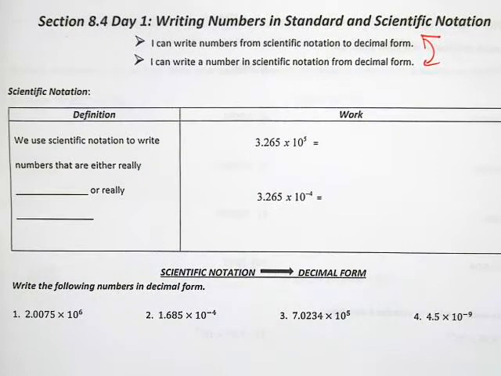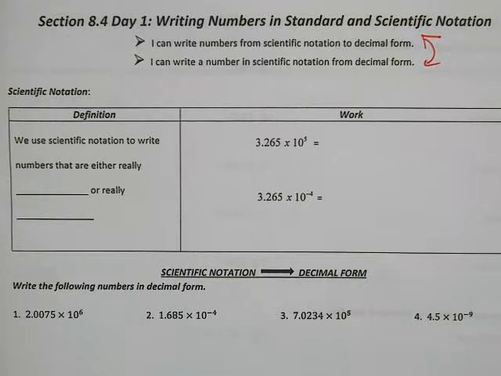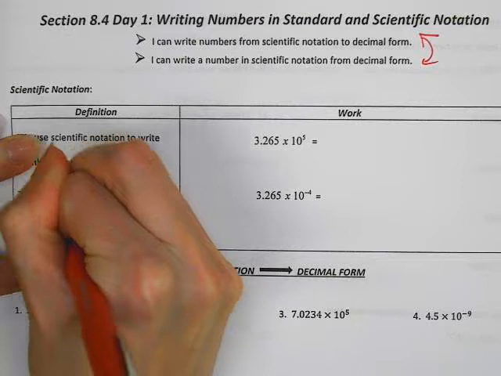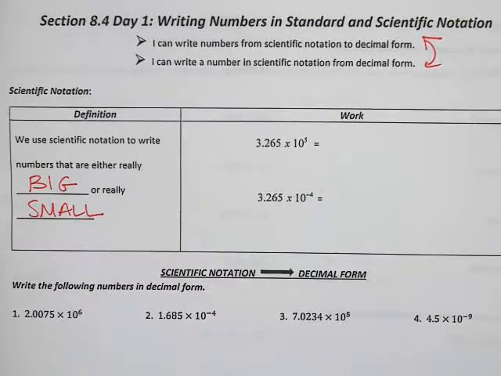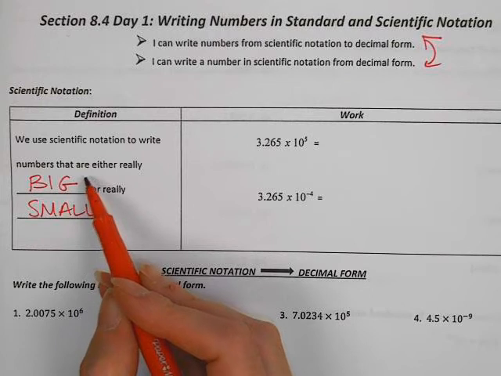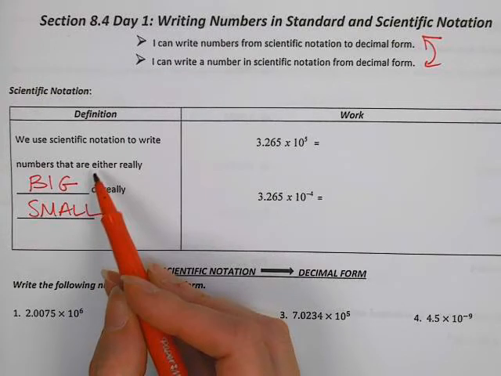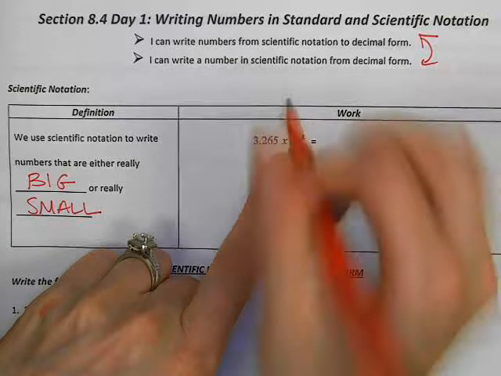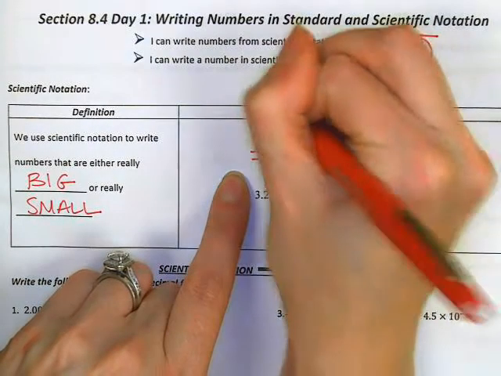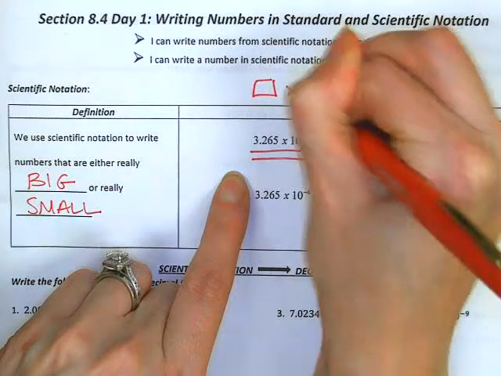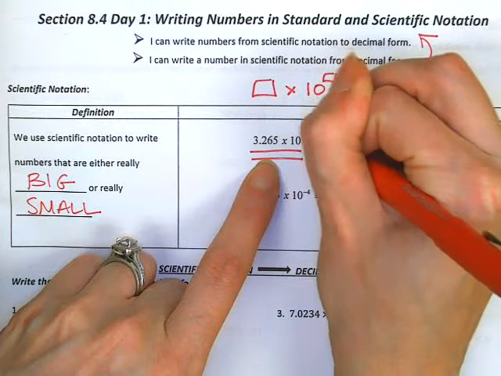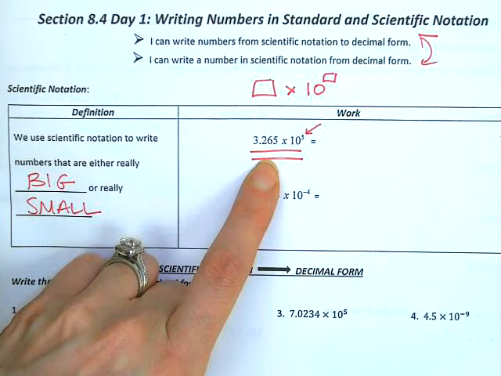Okay, so what is scientific notation? It's a way to write numbers that are either really, really big or really, really small. And I'm not talking big like 500, I'm talking about like 5 billion or something. So this is called scientific notation. It's when you have a number times 10 to a power.